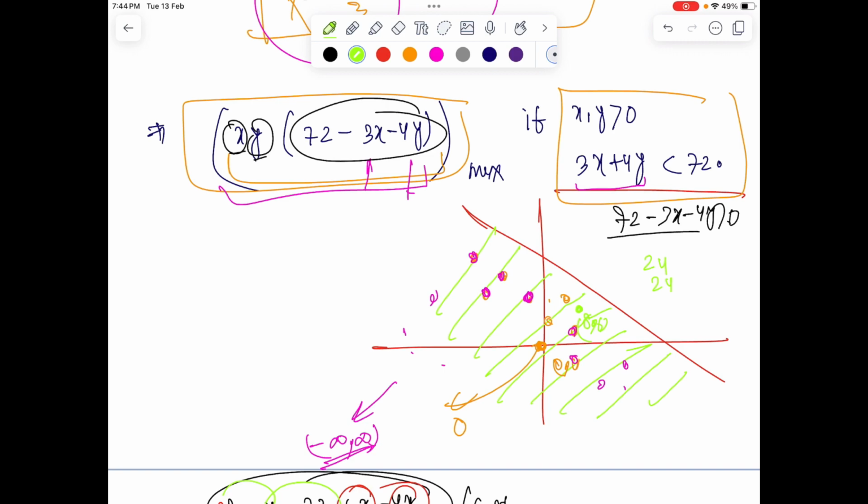Where is x = 8, y = 6? It will be in the first quadrant somewhere, at (8, 6). Is this on the line? 24 plus 24 is 48, no. (8, 6) is not on the border line. Okay, so this is the special point, the point for which we'll get the maximum value.